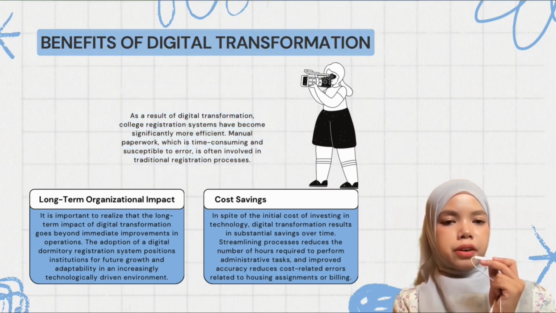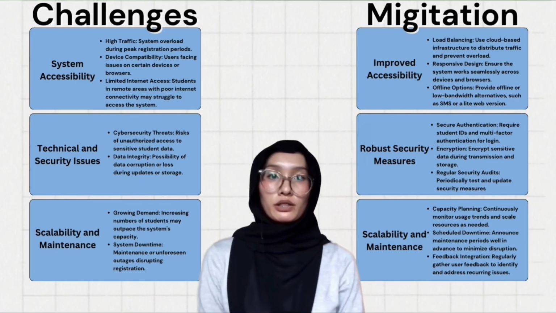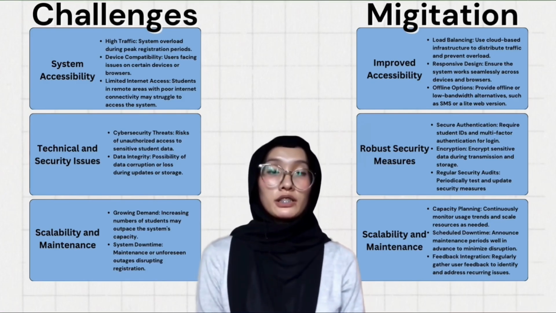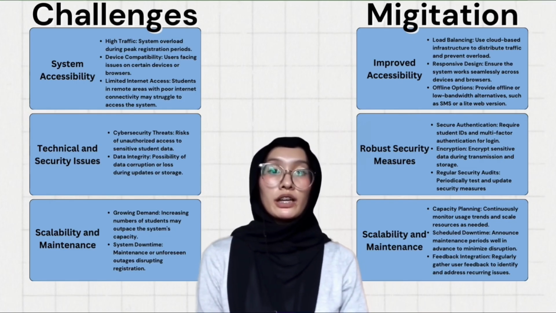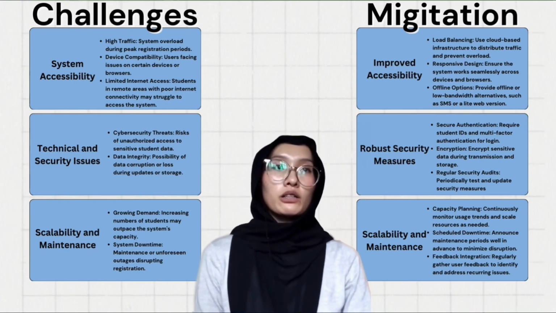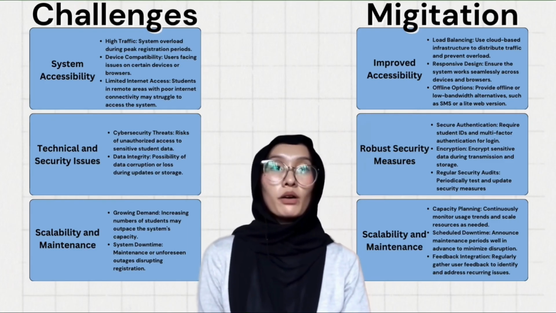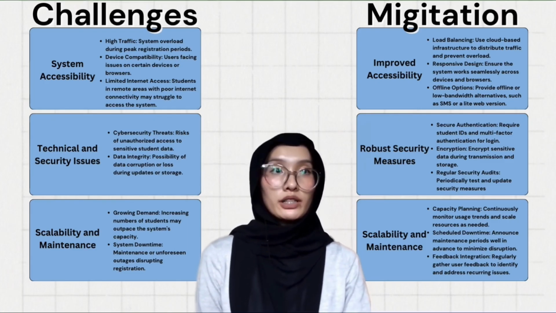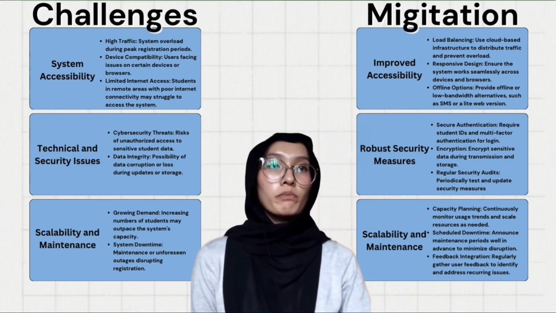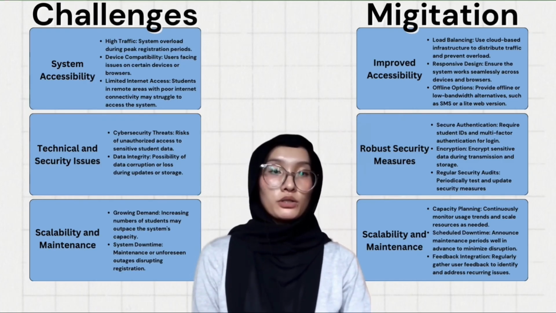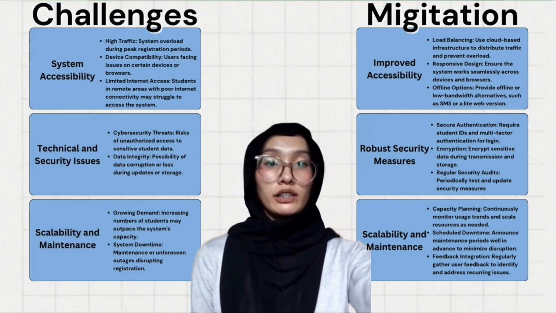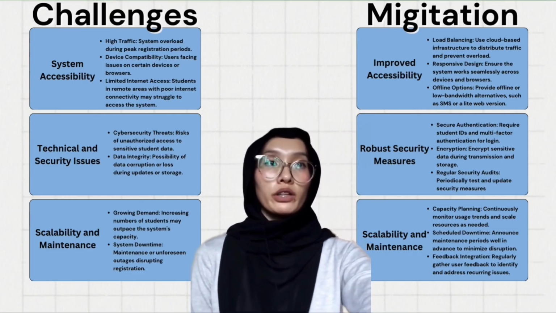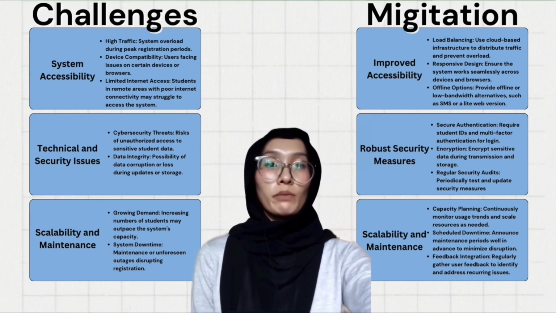There are three challenges for this system of SKOre, which are system accessibility, technical and security issues, and scalability and maintenance. The first one, system accessibility, includes high traffic, which is system overload during peak registration periods. The second one would be device compatibility, where users face issues on certain devices or browsers. The third one will be limited internet access, where students in remote areas with poor internet connectivity may struggle to access the system.